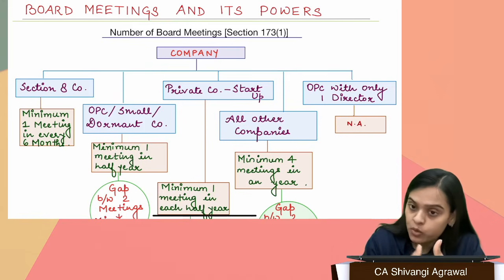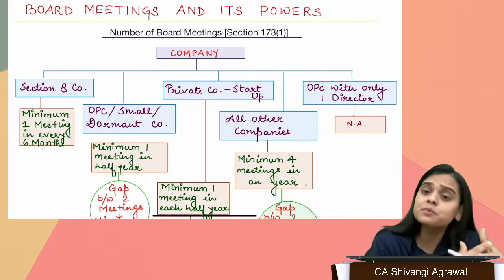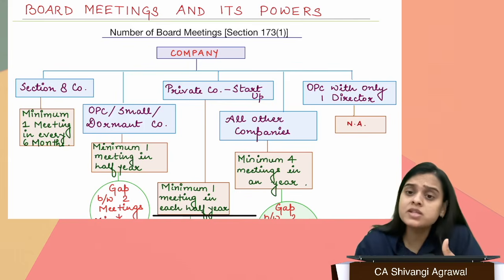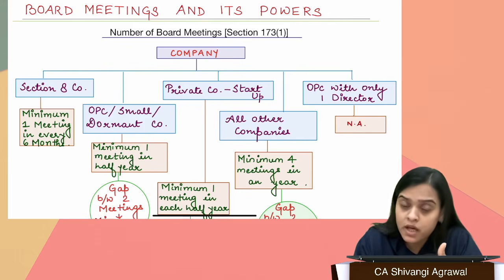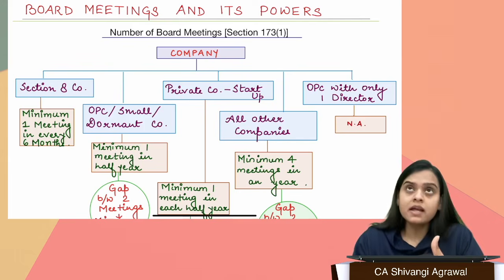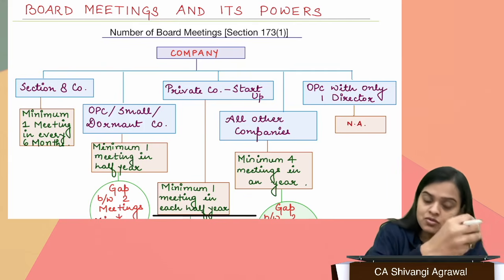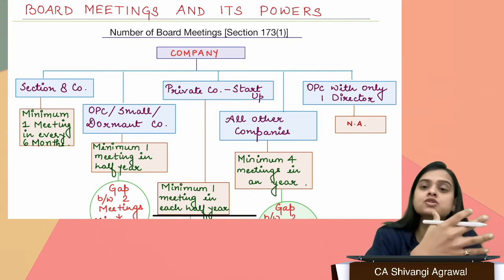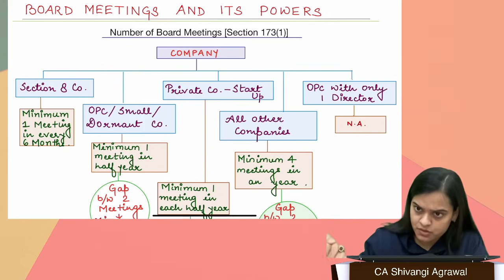When I talk about board meetings, it is nothing but the meeting of the directors. Why is it important to meet? Undoubtedly, because company is an artificial person and company can't run on its own. So you need somebody to take decisions on behalf of the company. Now, prima facie, the board of directors have been entrusted with the majority of the decisions of the company, except for those which are reserved for the shareholders, right?